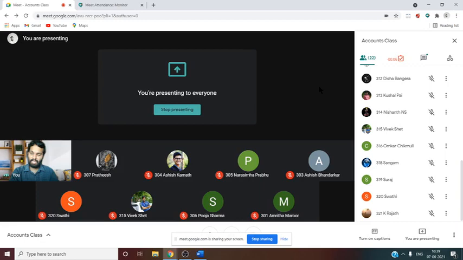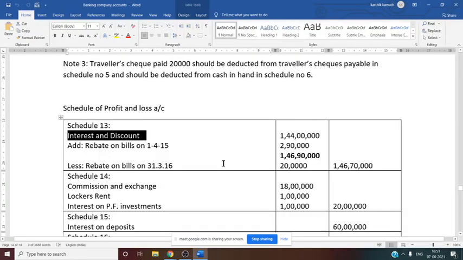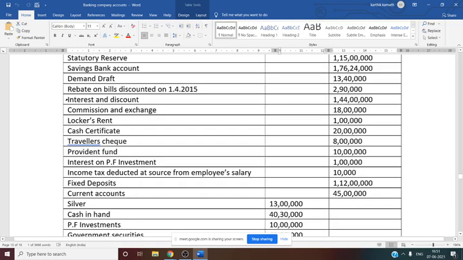So now schedule number 13, interest and discount earned by the bank, given in the trial balance, 1 crore 44 lakh, that is given. If you see here in the trial balance, they have mentioned interest and discount. How do we know that it is earned by the bank? Because it is a credit side balance, it is a credit balance, that is why it is earned by the bank. So that we need to consider here.